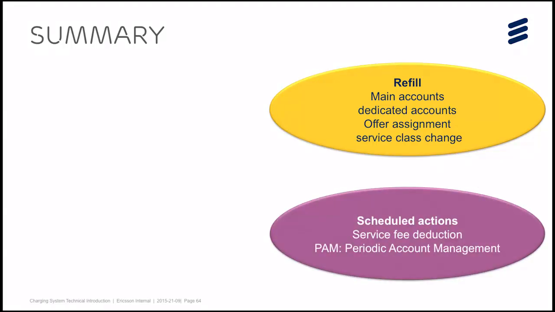Scheduled actions can be executed on SDP at regular intervals. 2 methods have been introduced. Service fee deduction is quite simple and rigidly coupled to the service class. Periodic account management allows assigning of PAM services individually to a subscriber. It relates to the periodic account management structure defined in RMA. Both methods can be used for deduction of recurring fees, but PAM is able to do far more.